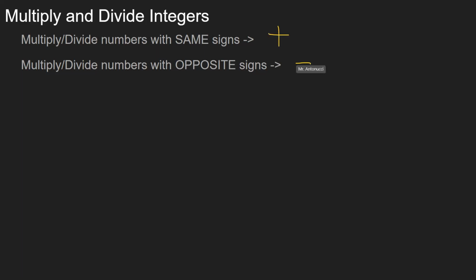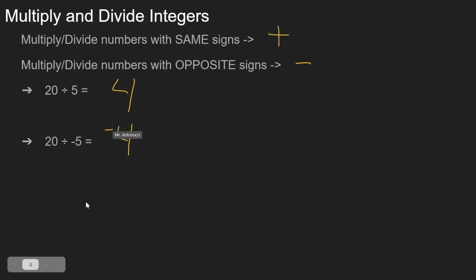Now let's talk about dividing. Again, same rules as just putting them up there. Numbers with same sign, the answer is positive. Numbers with opposite signs, the answer is negative. Now, 20 divided by 5 is 4. The answer is positive 4. Numbers have the same sign. The second one, 20 divided by negative 5 is 4, but the answer would be negative since the numbers have opposite signs.